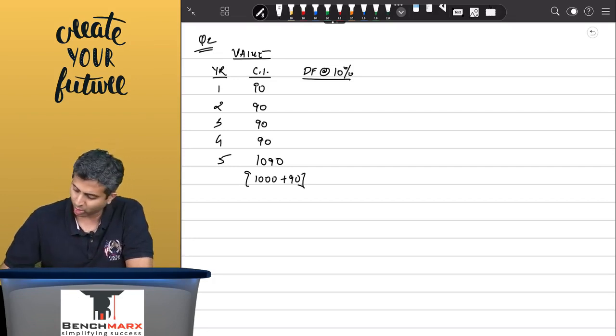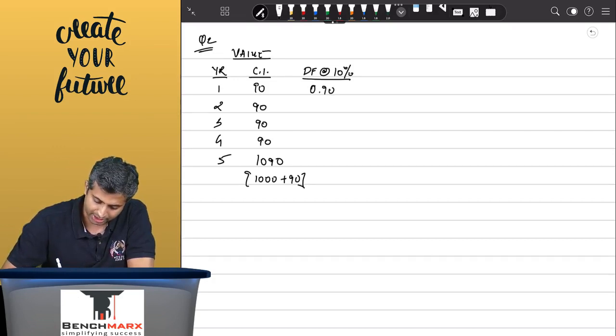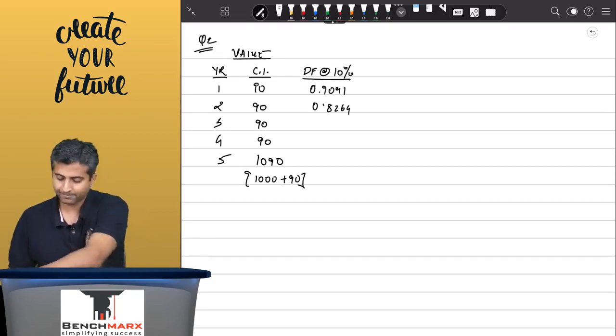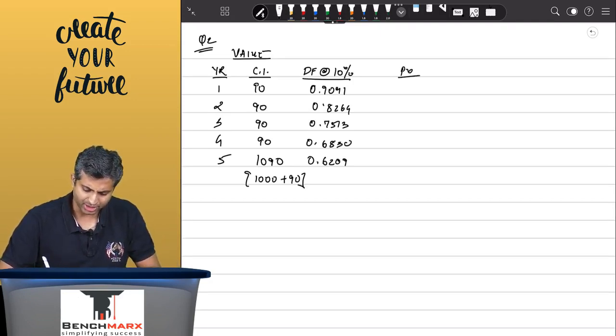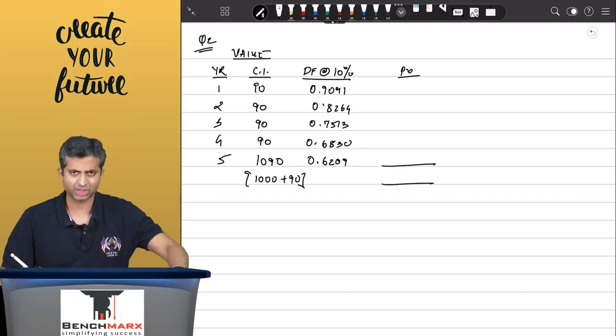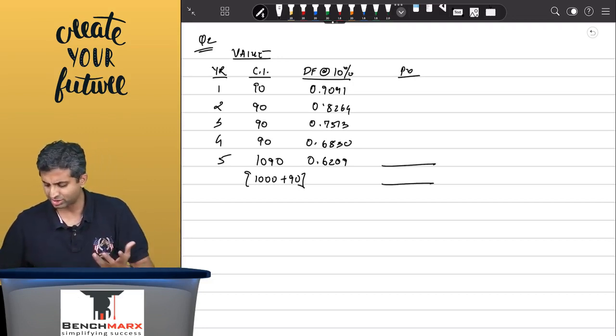Okay, so you will take 1 divided by 1.1, which equals 0.9091, then 0.8264, then 0.7513, then 0.6830, then 0.6209, and then you will find the present value. I will not write these present values again in the interest of time, and it is just a calculative thing.